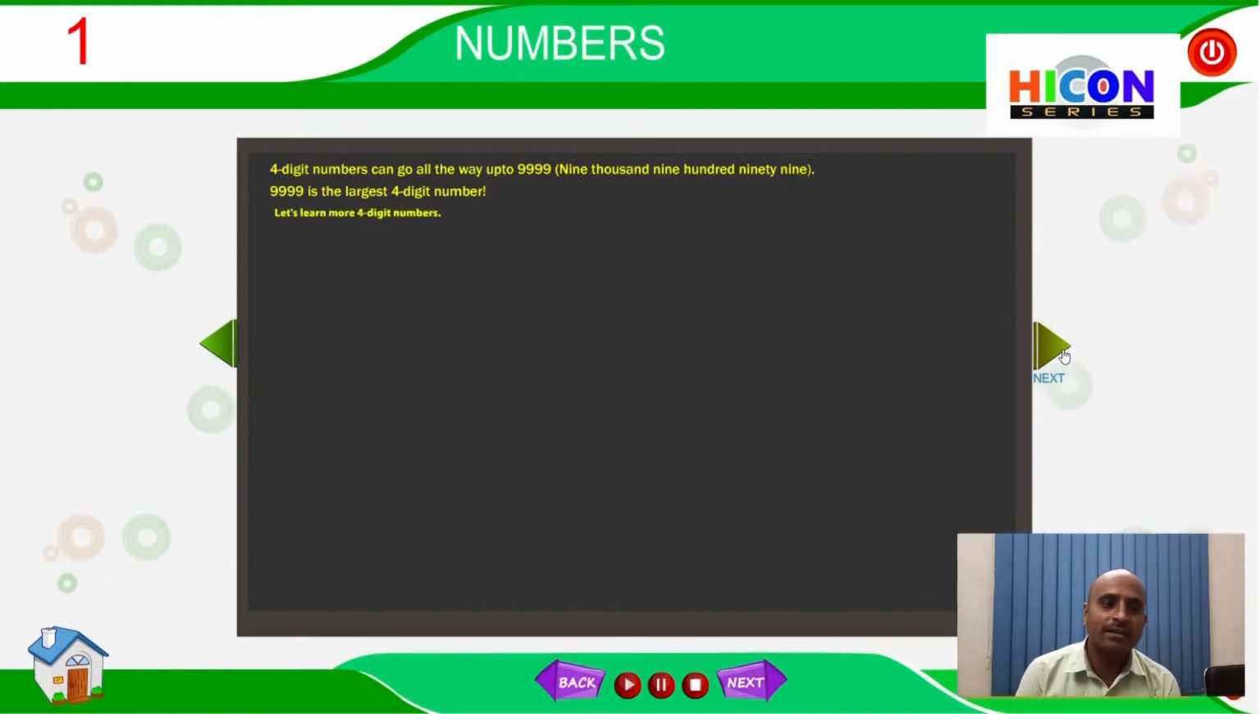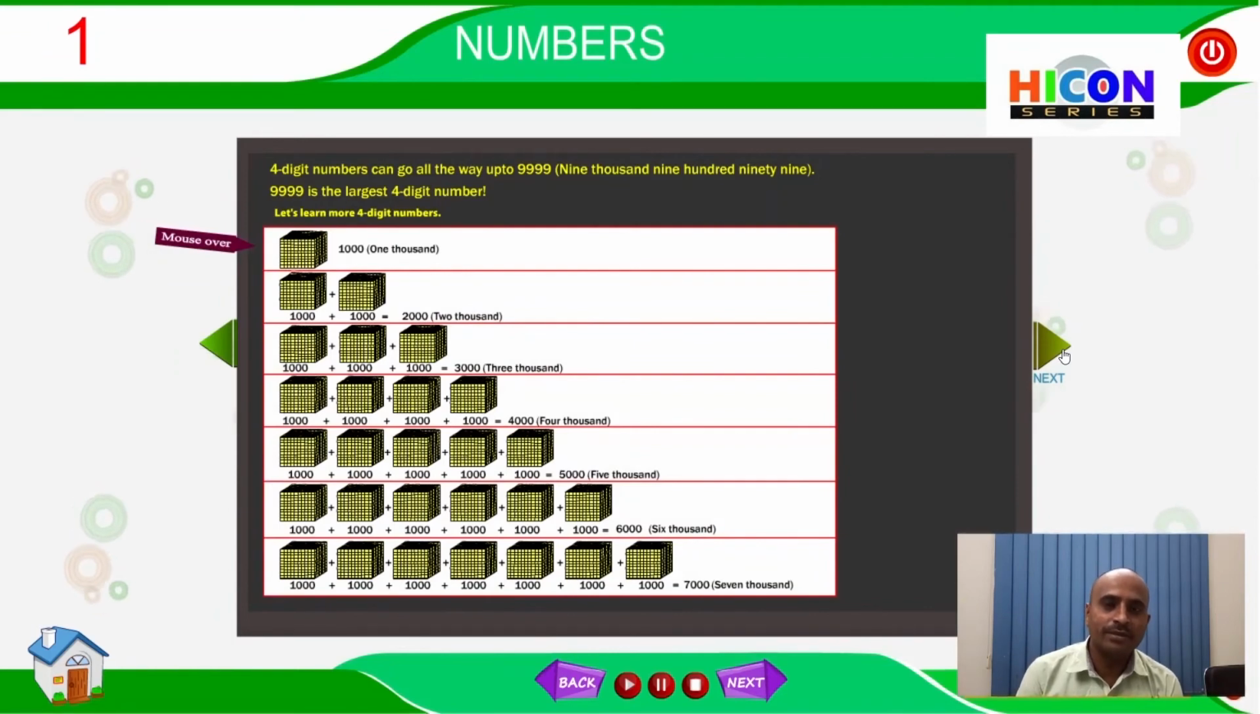Let us learn more about four-digit numbers. Let us see the pictures. Each picture contains cubes. We have already learned that a sheet represents 100 and a cube represents 1000. In the first row they have given one cube, that becomes 1000. In the second row we observe two cubes, so 1000 plus 1000 is equal to 2000.